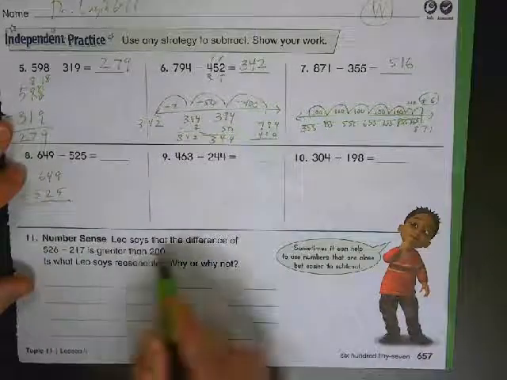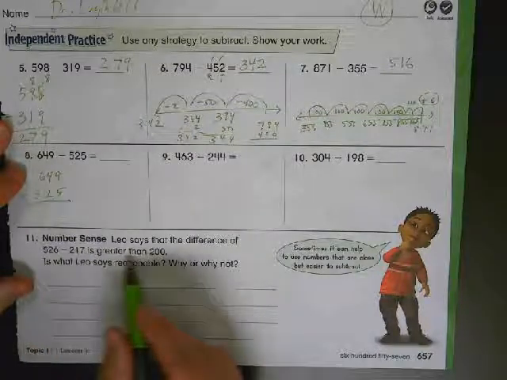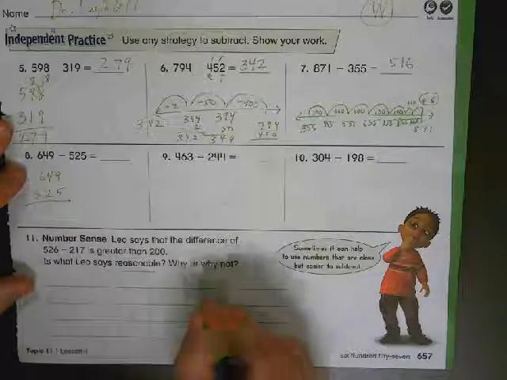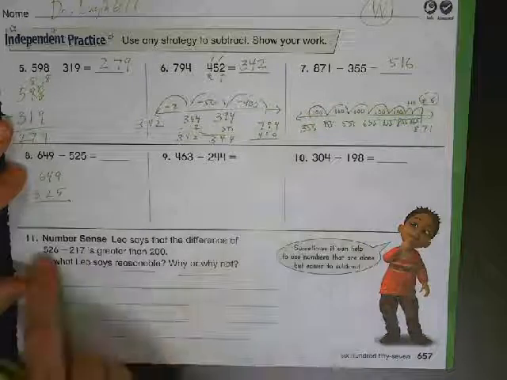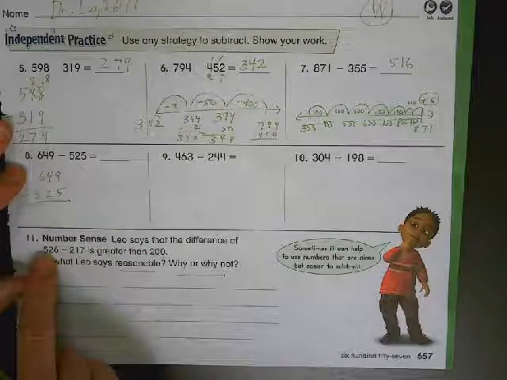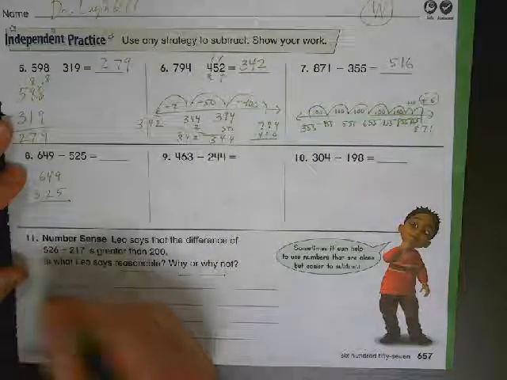Down to the bottom it says Leo says the difference of 526 and 217 is greater than 200. Is it reasonable? Yes or no? Yes because, or no because? Well, is it greater than 200? Well, if you take 200 away from that and 17 away from that, is it reasonable? Yes or no? Because.